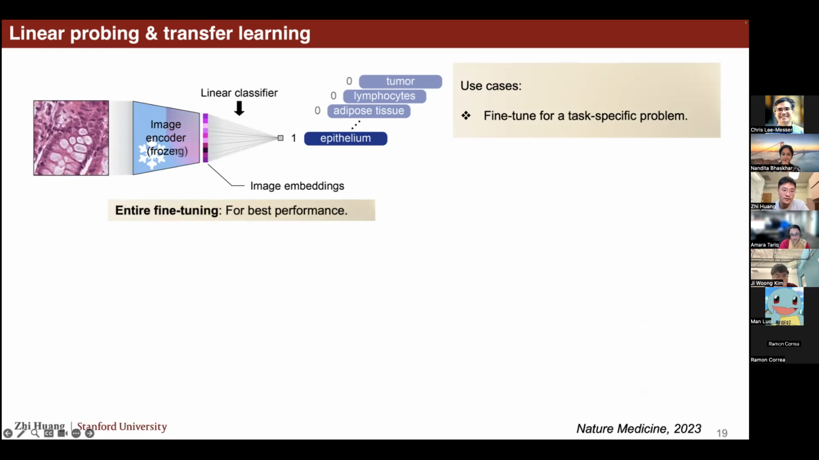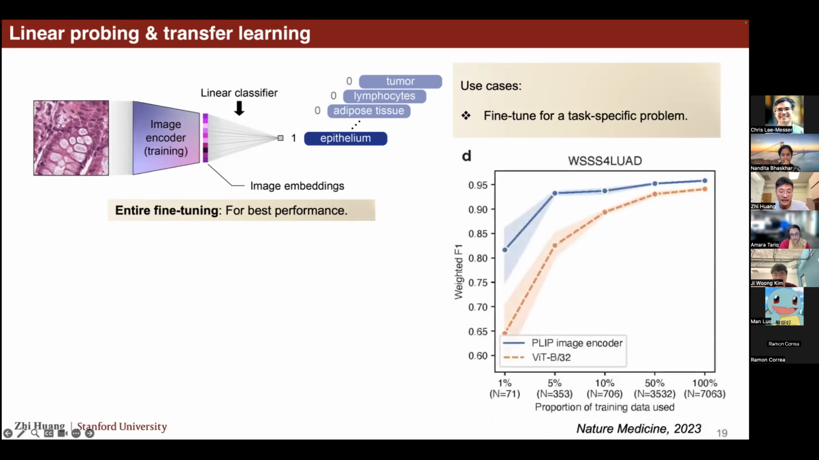In order to further improve the inference performance, we can definitely perform the entire fine-tuning by training both the linear classifier and the entire image encoder. So this may take a longer time to train, right? But it can ensure the highest performance. So let's first dive into the result in the lung cancer dataset. We found the x-axis is the total amount of training data we used, and the y-axis is the weighted F1 score. The higher, the better.